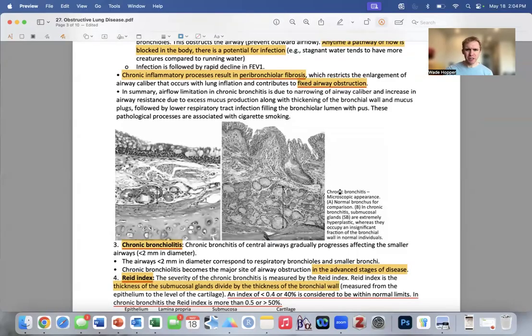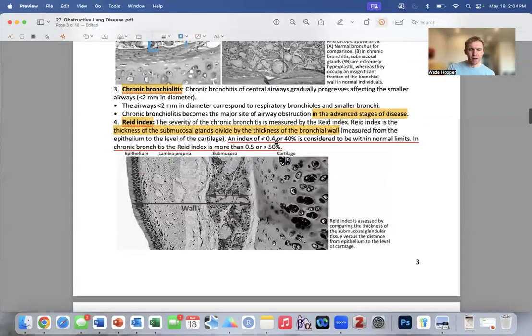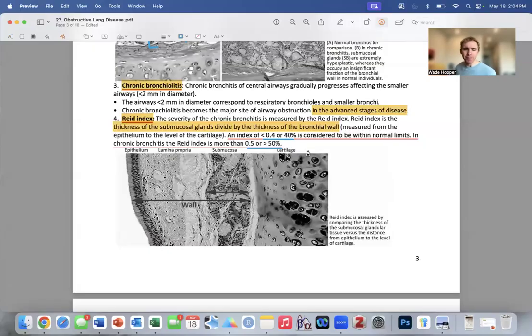Some histology here, just kind of showing you again the thickness of the gland relative to the overall width of the bronchus and the Reid index there. A Reid index of greater than 50% is abnormal. I think that this is probably testable for in-house exams. It'll be a 2-foot putt, just tap it in. That's an easy question, but you'll never see this on boards. It's kind of too far in the weeds.